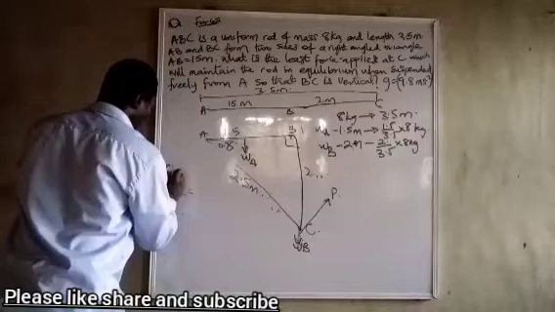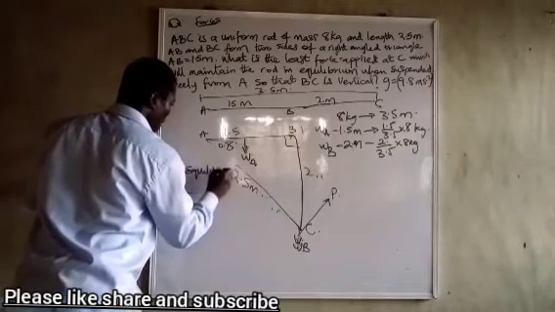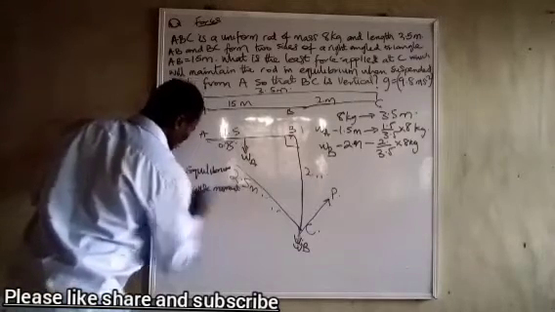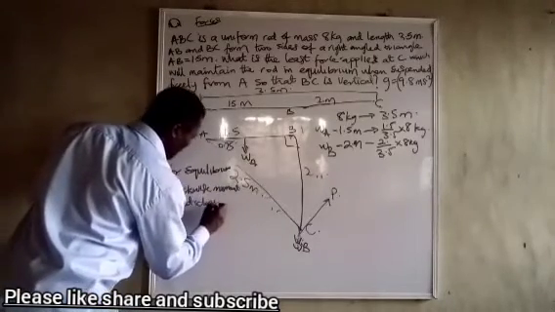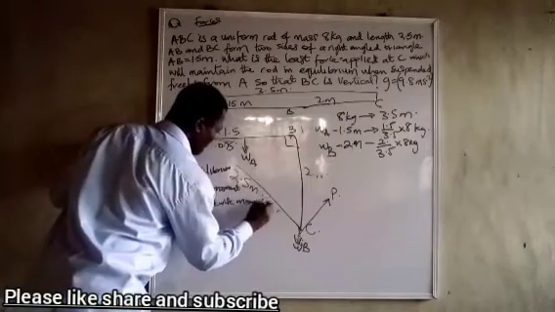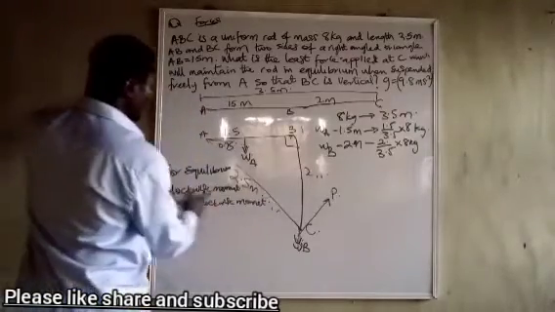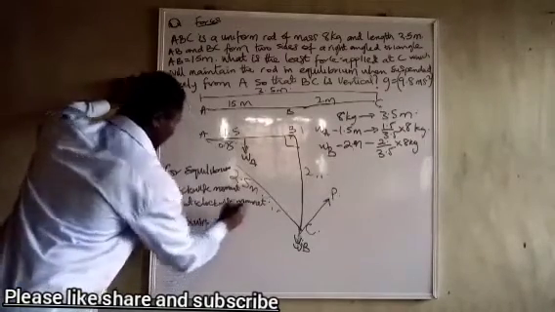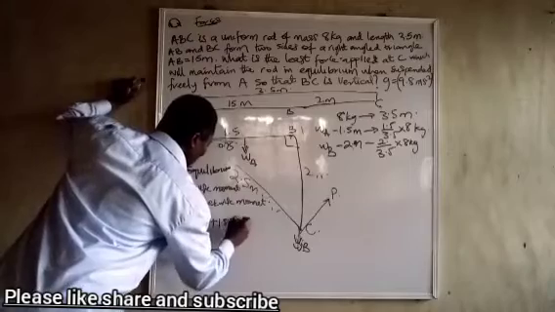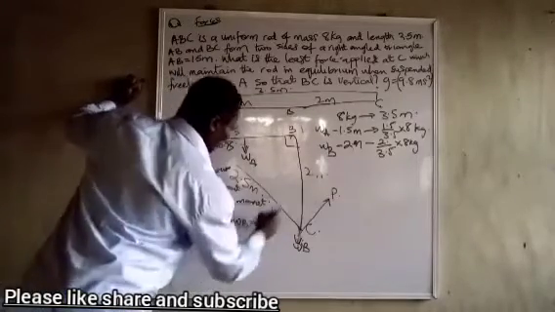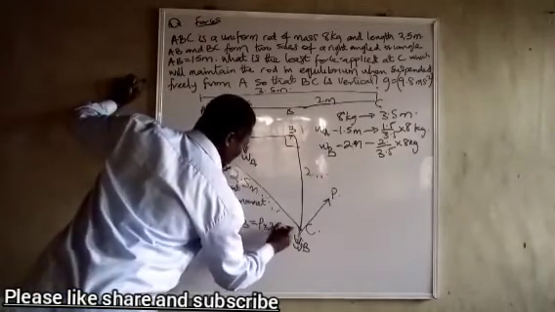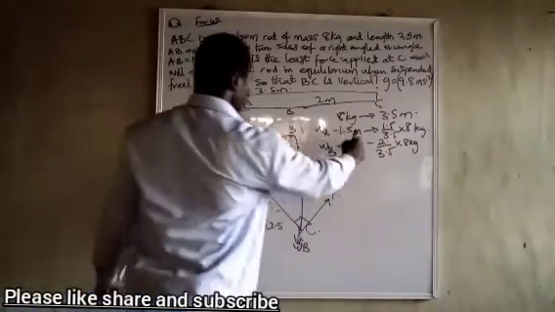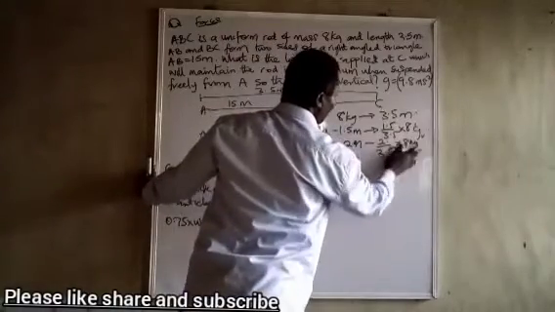So for equilibrium, clockwise moment will equal anti-clockwise moment. So for clockwise moments, we have 0.75 times WA plus 1.5 times WB is equal to P times 2.5, because we are trying to get the least force, and we can get our WA by multiplying this with g, acceleration due to gravity.